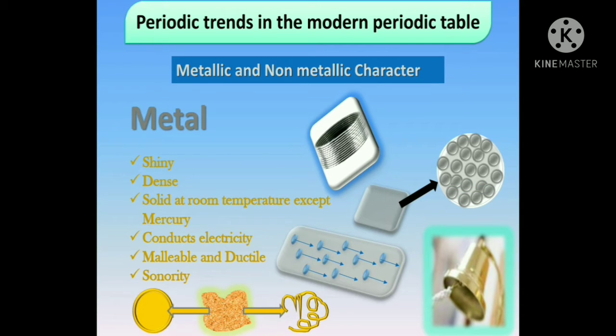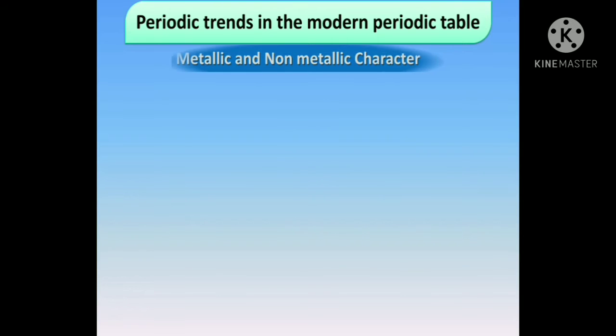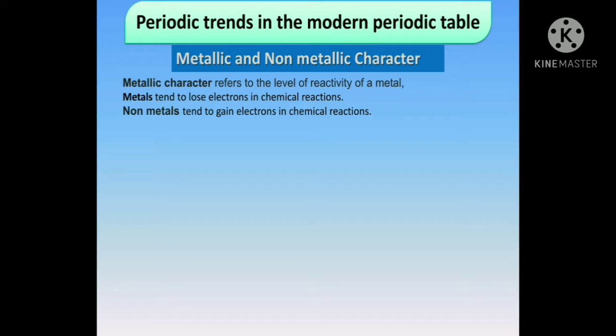So as we know what is a metal and it is so important, let us study the metallic and non-metallic character in the periodic table. For this, we need to understand what is a metallic character. Metallic character refers to the level of reactivity of a metal, how the metal reacts with others.